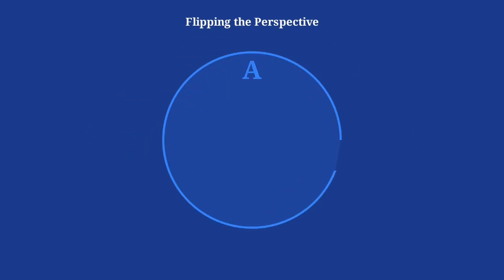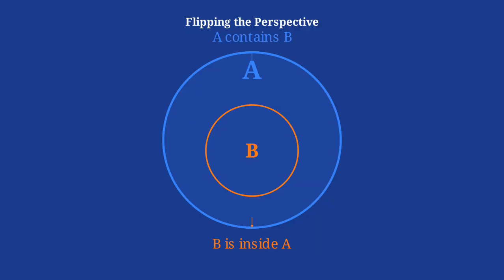Now, here's an interesting question. What if we flip our perspective? We've been looking at this relationship from B's point of view. B is inside A. But what about from A's perspective? From A's viewpoint, A contains B. It's the exact same relationship, just viewed from the other direction.